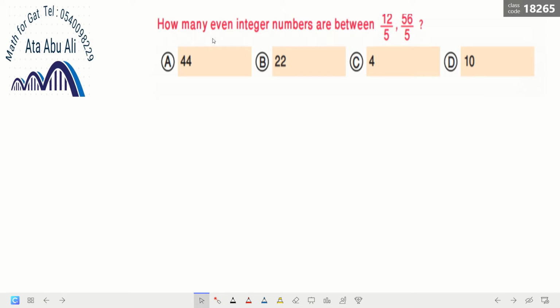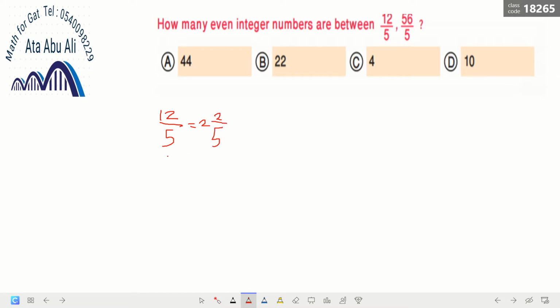This question: how many even integer numbers are between 2 over 5 and 56 over 5? First of all, we have to write this as a mixed number. As you know, 12 over 5 is equal to 2 and 2 over 5.